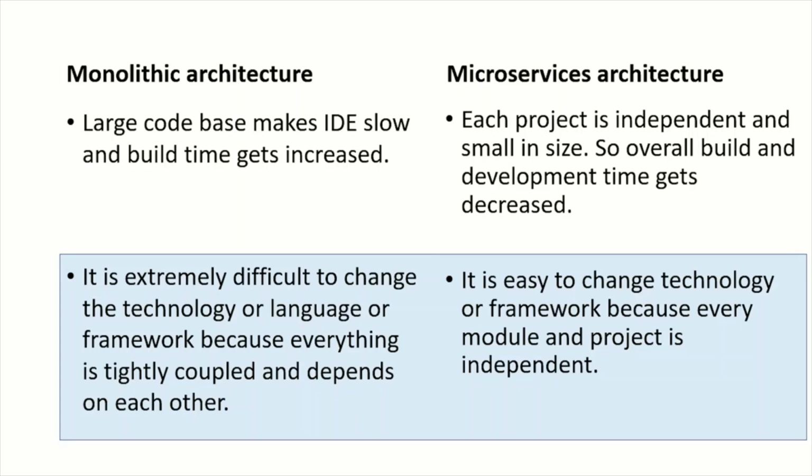While in microservices, it is easy to change technology, framework or language because every module and project is independent. So let us say all your microservices are created in Java, but for one microservice you want to use Python. You can create a separate microservice which uses only Python and you can call that service whenever it is required.